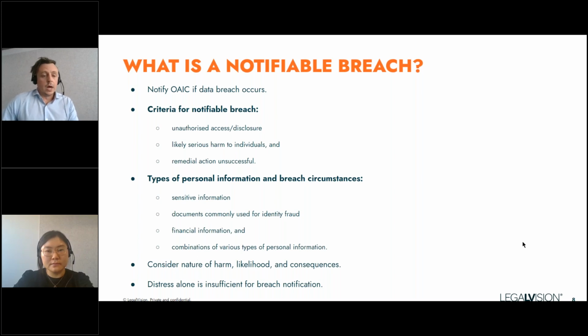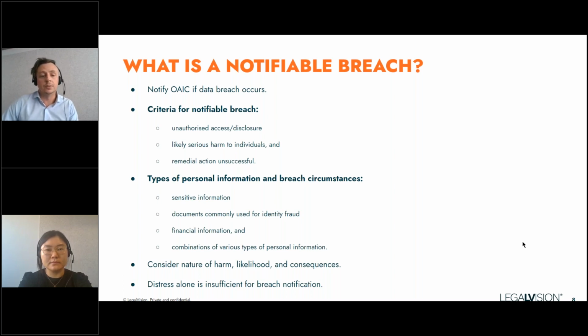So a notifiable data breach may occur if the following criteria are met. If there's been unauthorized access or disclosure of personal information held by an entity. An example would be if someone who's not an employee gains access to a work computer, a breach may have occurred. This is likely to result in serious harm to any of the individuals to whom the information relates.